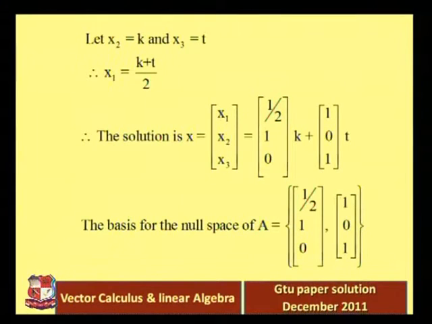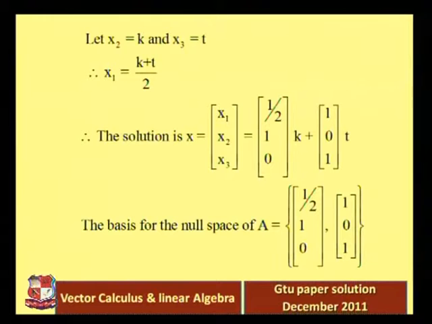So x1 is equal to k plus t by 2. The solution is x equal to (x1, x2, x3), which is equal to k times (1/2, 1, 0): the coefficient of k in x1 is 1 by 2, the coefficient of k in x2 is 1, and the coefficient of k in x3 is 0.